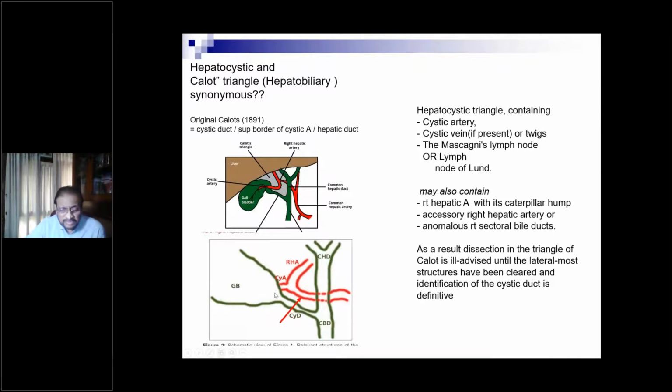So what should you do? This arrow shows that the dissection should always start from lateral. Define the cystic duct. Define the boundary of the cystic duct. See the cystic duct, and only then go carefully to define the other boundary of the cystic duct. Once you've done that, then go more medially. It should not be coming from here to here. You will not be able to recognize any of these, and you'll be doing what? You'll be cutting one of these important structures, right?